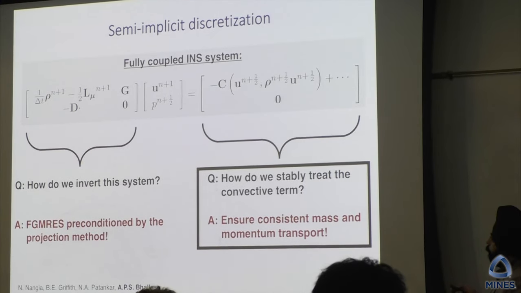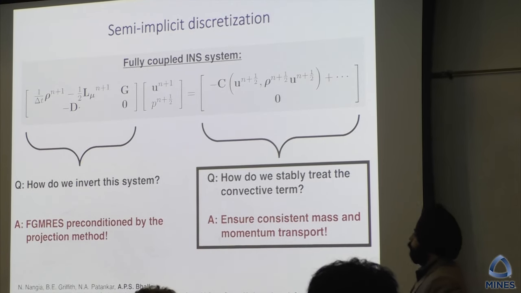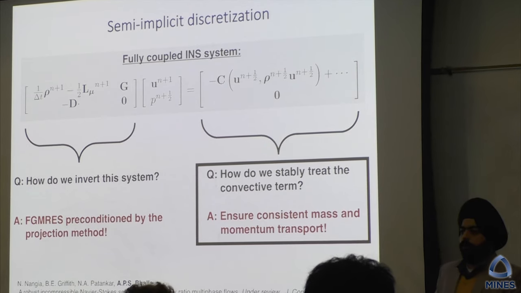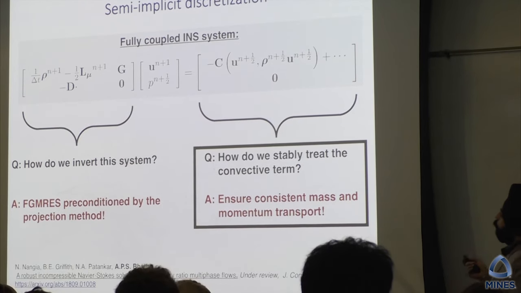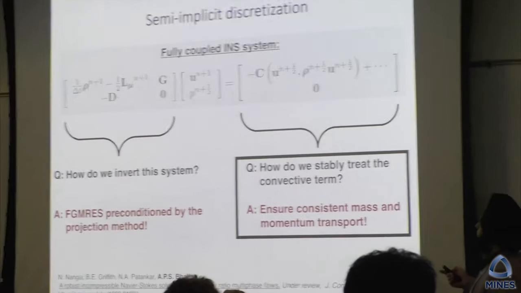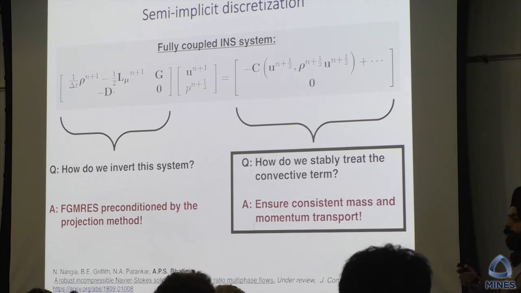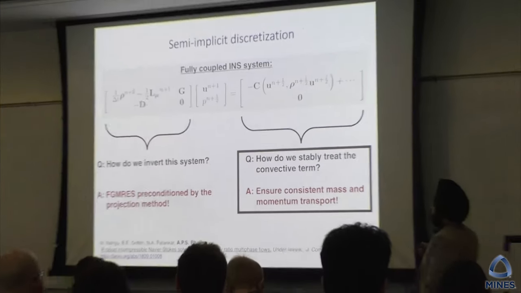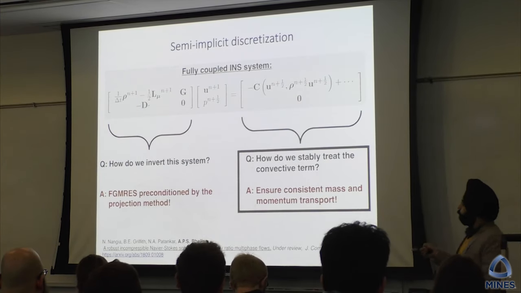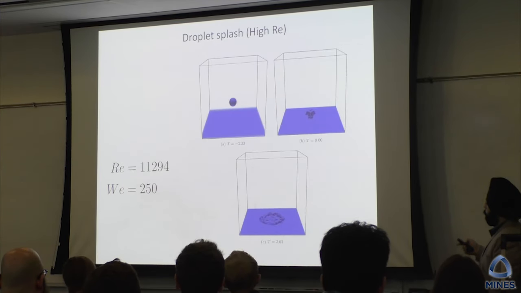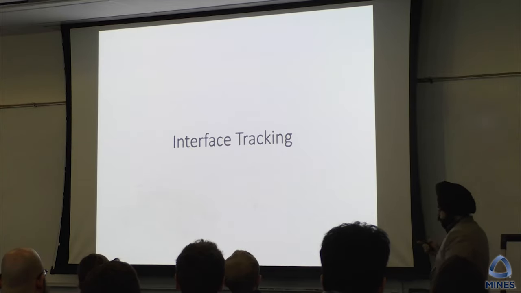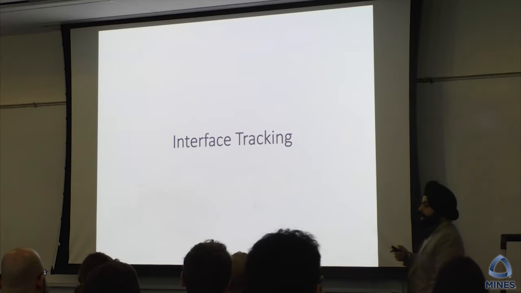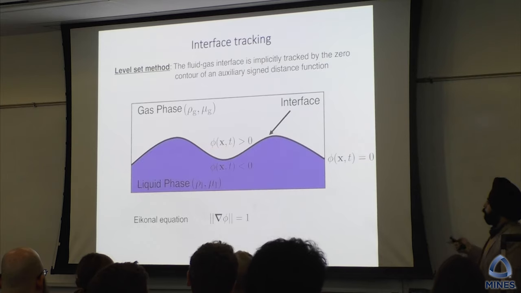Okay, so we have answered this question, how do we invert the system and retain the full second order accuracy? And now the more important question is, how do we make sure that our simulations remain stable for high density ratio flows? And the short answer is that we need to make sure that we consistently transport mass and momentum in the domain, so that these things don't happen. Okay, so first I will talk about the interface tracking mechanism for our simulation.